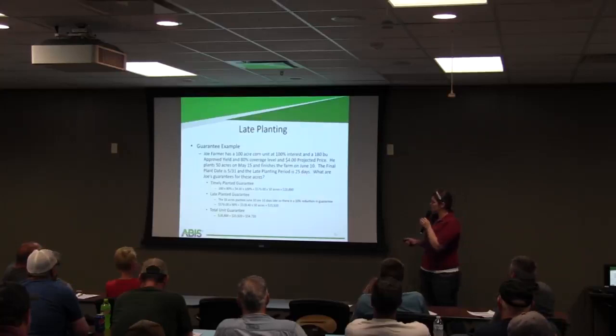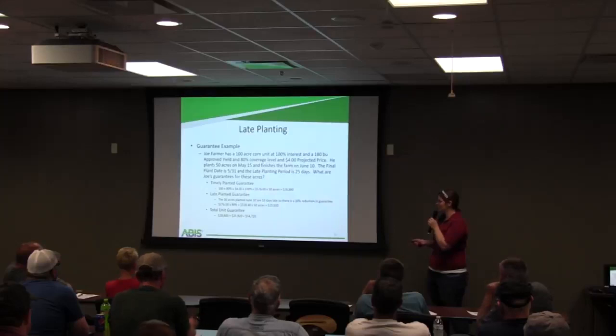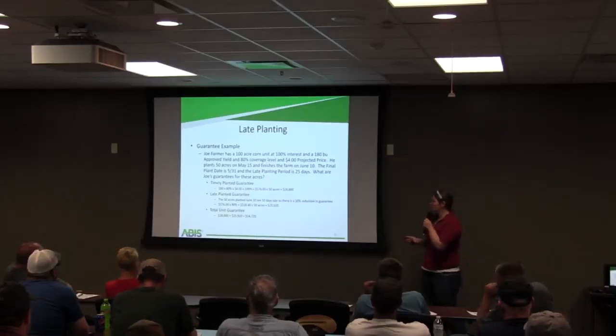So for the 50 acres that were in on time on May 15th, to figure his guarantee, you take his yield of 180 times his election, so 80%, times the $4 projected price, times his share, and you get $576 an acre, and multiply it by 50 acres and get $28,800 covered on those 50 acres. Now the 50 acres that were planted on June 10th have a 10% penalty, because they were 10 days later than the final planting date of 5/31.